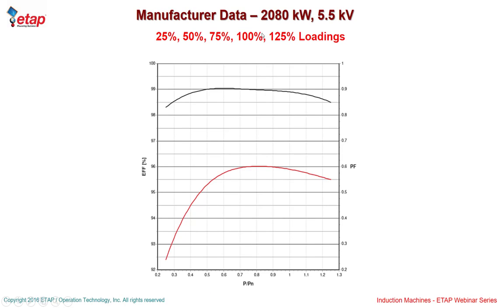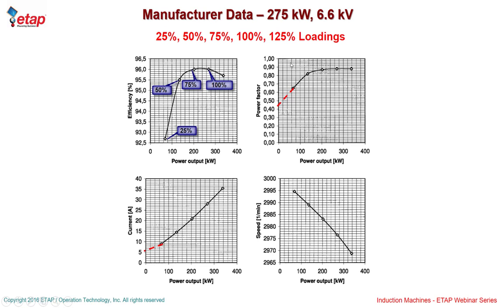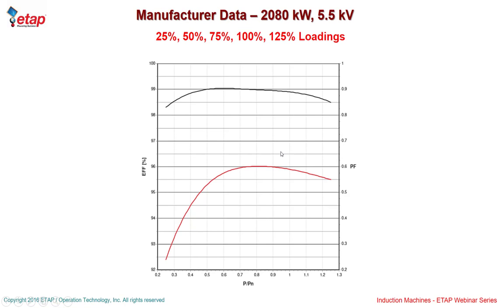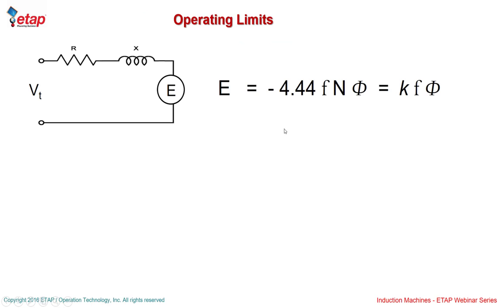Another example, this is another manufacturer, a 2080 kilowatt machine, 5.5 kV, and again at the same conditions you can see the power factor actually going down, whereas in the other one the power factor was going up, becoming pretty much flat after it reaches 75% loading. So this is the way the machine behaves, and you have to get the manufacturer data.